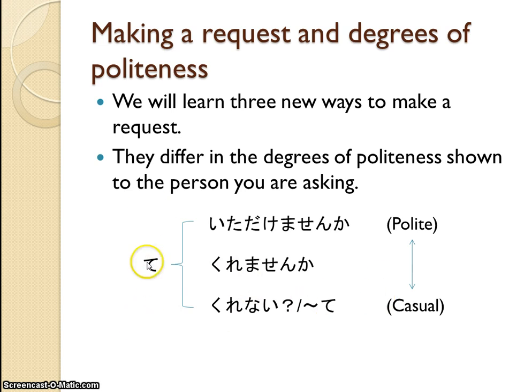Okay, so it could either be いただけませんか? So 手いただけませんか? It would be 手くれませんか? 手くれない. Or it could just be the te form by itself. Okay, and then once again, this is most polite, and then kind of polite, and then the most casual, and that's how this would change.